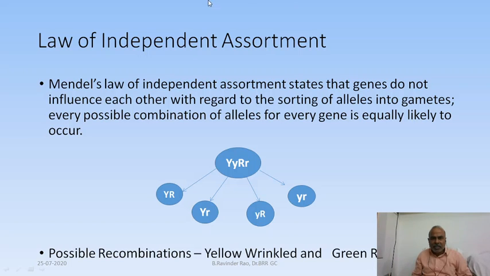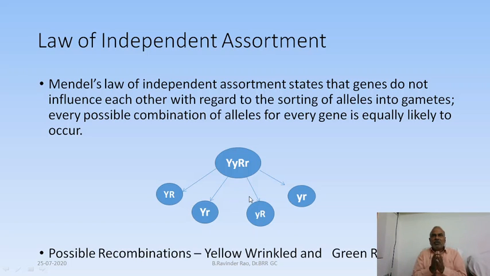Let me explain here. You see here there are capital Y, small y, capital R, small r factors. Capital Y can be assorted with capital R or it can also be assorted with small r. You see here small y. Small y can be assorted with capital R or it can also be assorted with small r. Yes, this is small y. Now, so this is called independent assortment.